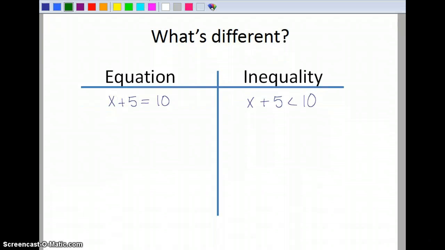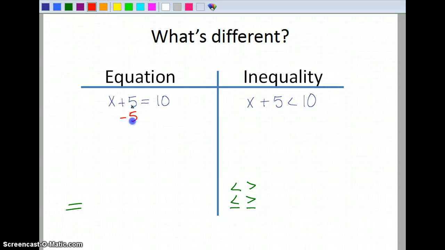Now let's take a moment and look at what's different between an equation and an inequality. So I have x plus 5 is equal to 10, and over here I have x plus 5 is less than 10. Well, one of the first things that I see is different is the equation has an equal sign and the inequality has an inequality sign. It could be less than, it could be greater than, less than or equal to, greater than or equal to. Now let's go ahead and solve both of these.